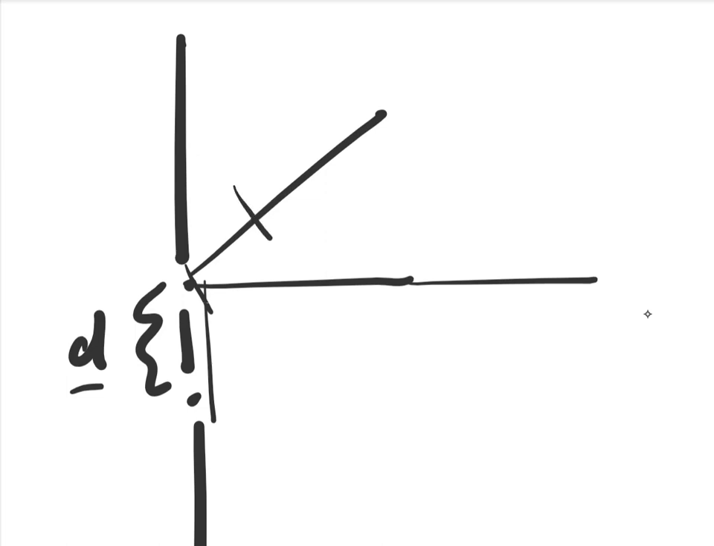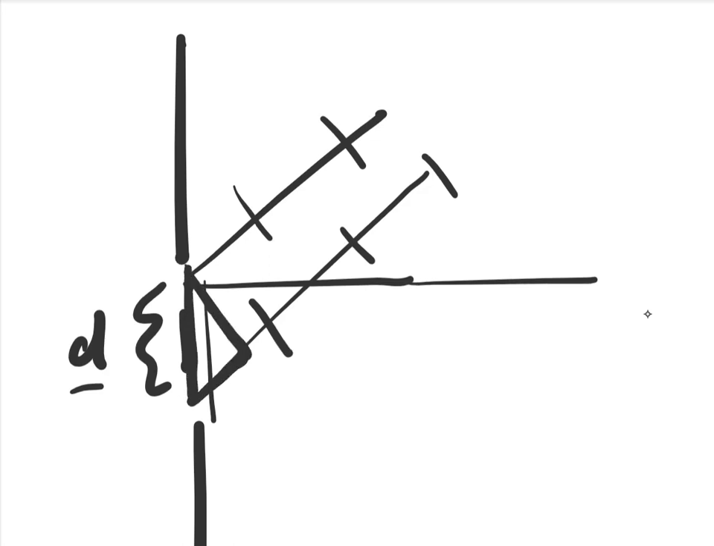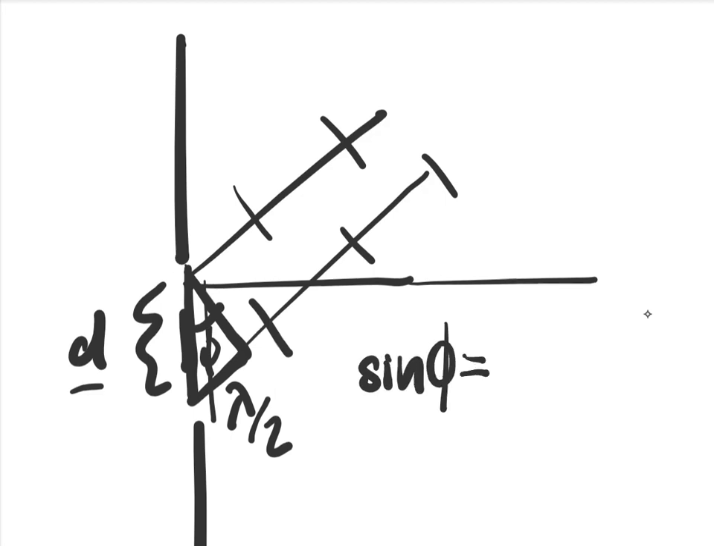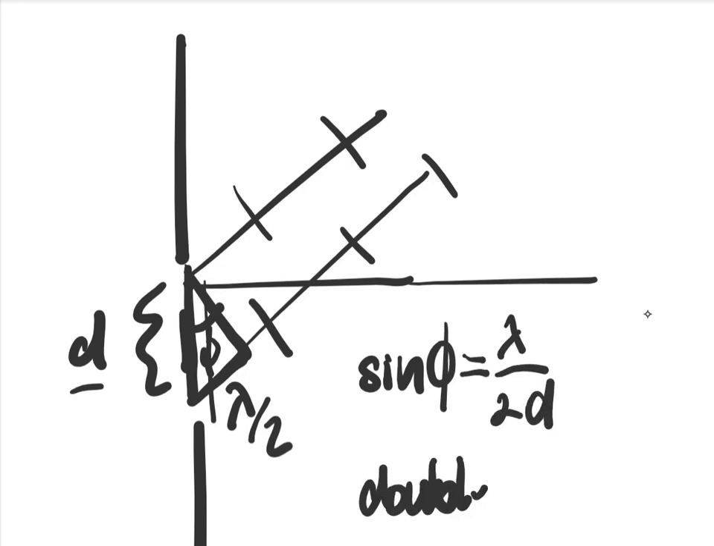Fun fact, if d is small, this angle is going to be large, and if d is large, this angle is going to be small. So we find some theta where we get destructive interference. Now we can draw a triangle just like we did before, except the opposite this time, and the opposite this time is again lambda over 2, the angle is phi, and the hypotenuse is d. So sine phi in this case then is lambda over 2 times d for the double slit.